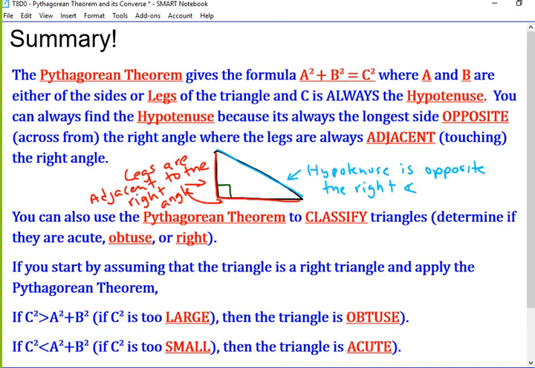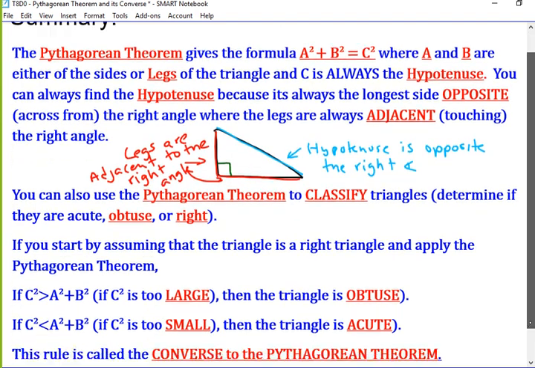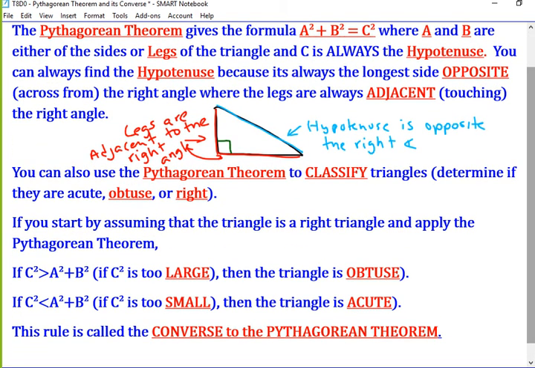You start by assuming the triangle is a right triangle and apply the Pythagorean theorem, and then you compare. Okay? If c squared is larger, that's what that symbol means. Remember, if it opens up towards a number, that means it's larger than. So if c squared is larger than a squared plus b squared, that means c squared is too large of a value. That means it stretched the triangle. So you have the two legs, okay, but it stretched the triangle like this. Okay, hence obtuse.